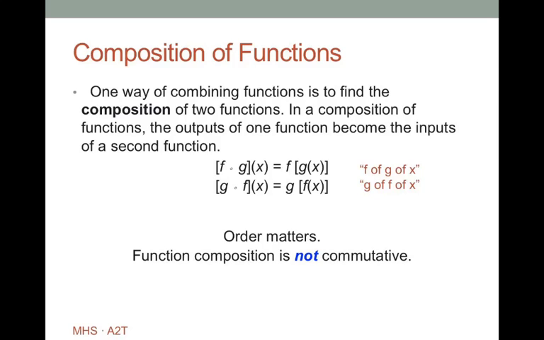Now a new idea of dealing with functions is called composition of functions, and this can get kind of confusing. In a composition of functions, the output of one function becomes the input of a second function. There are two ways of saying it using this terminology. The first term, where we have f with that funny little open circle, g, and then of x, is a composition we read as f of g of x.